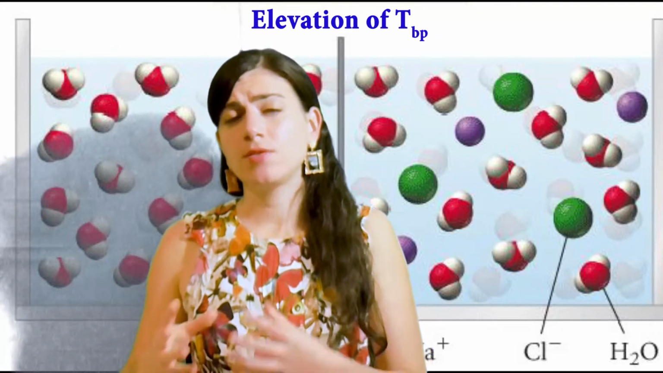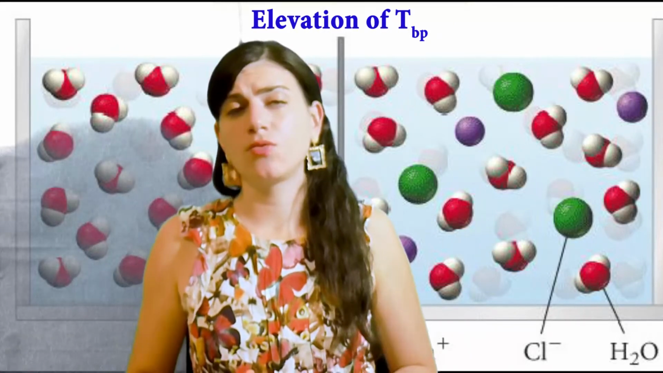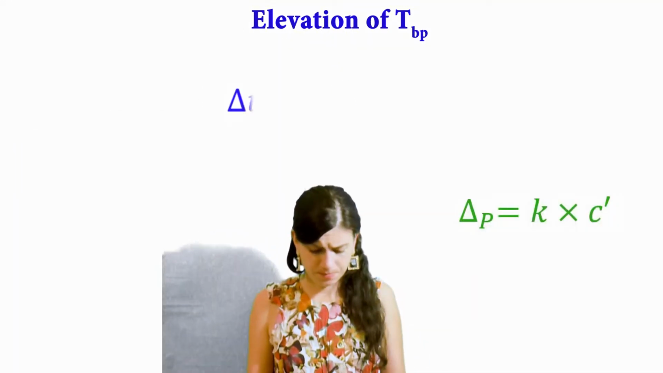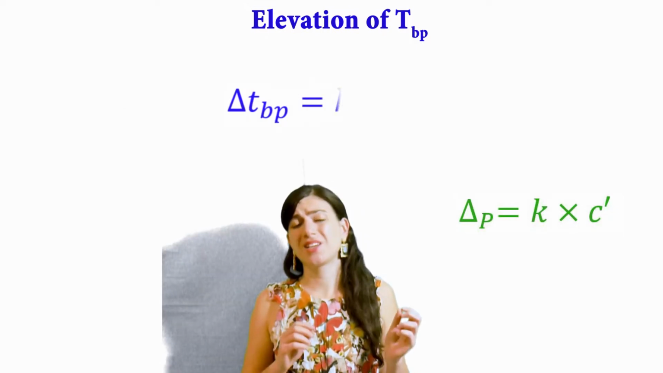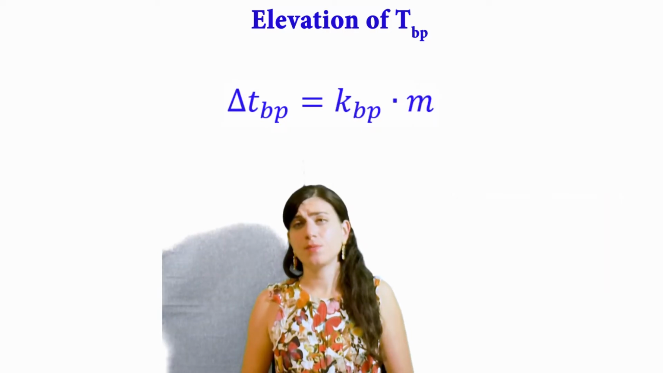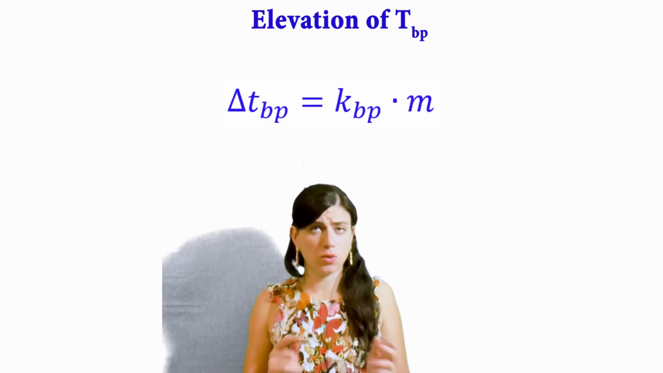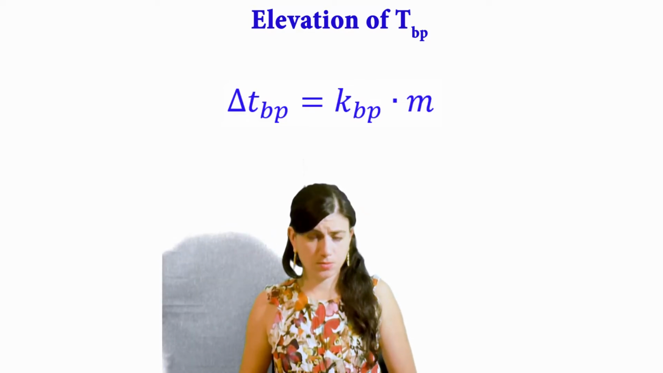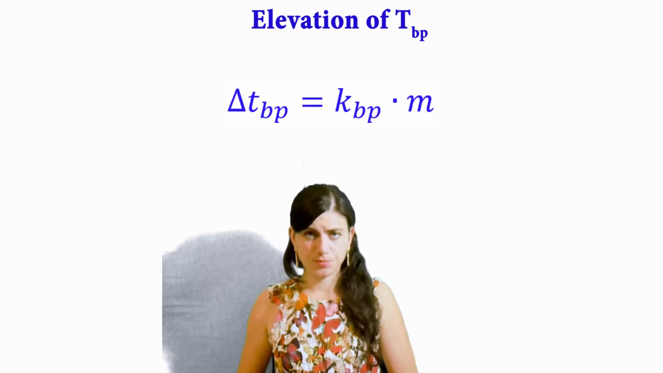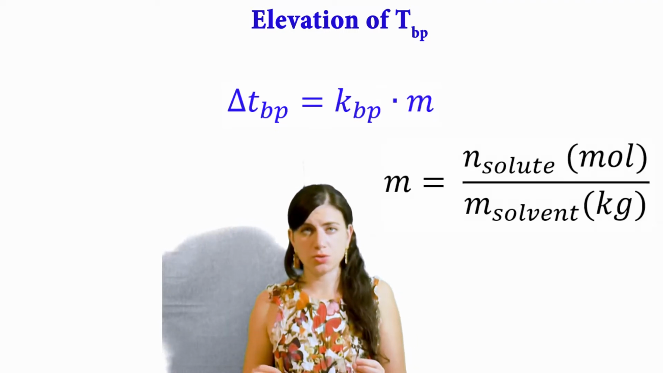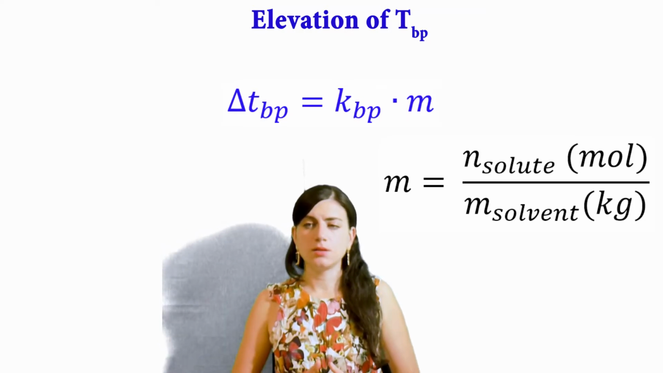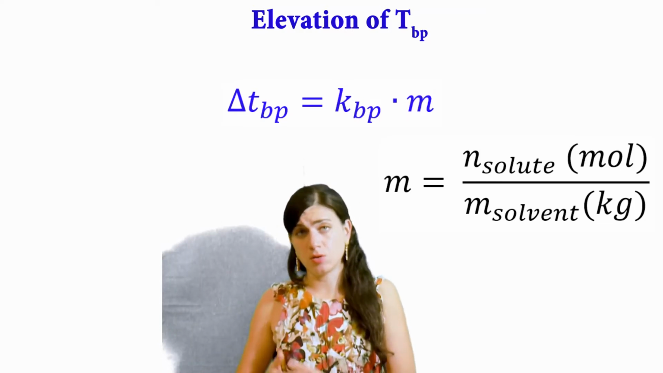So what is the equation for elevation of boiling point? The mathematical law for that is very similar to the generic equation. So we can write delta T boiling point equals K times m, where K is a value you can easily find online or in your textbook, and you can find them for each solvent. And m is molality. Just to remind you, molality is the concentration expressed as moles of solute divided by the mass of solvent in kilograms.